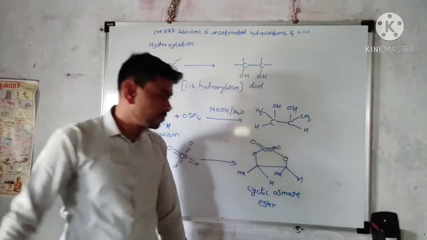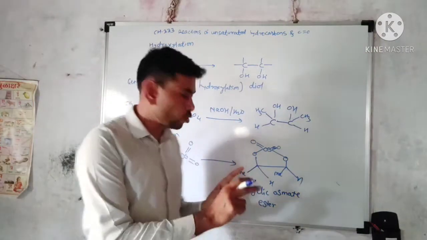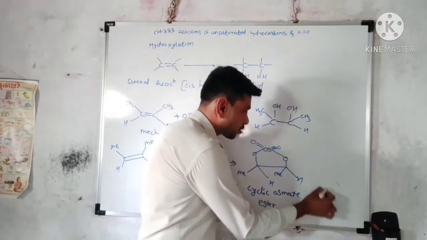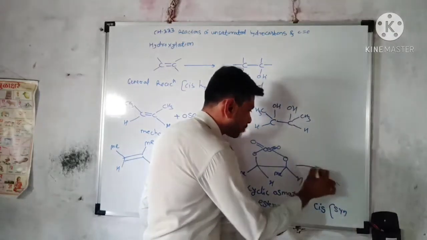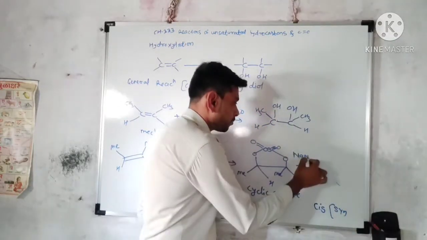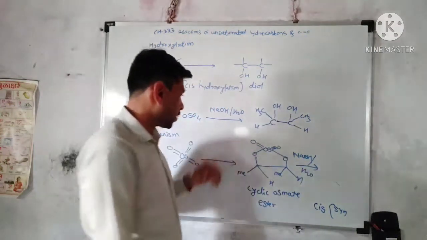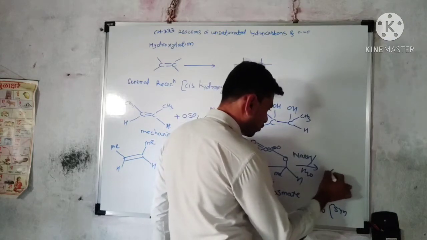So cyclic intermediate means what? These two oxygens added from the same side, and if these two oxygens added from the same side, then the product must be cis, or this addition is a syn addition. We get the product by the second step, breaking of this osmate ester in alkaline condition, and in alkaline condition this breaking took place and we get the diol formation.